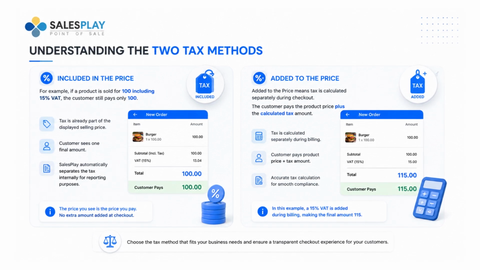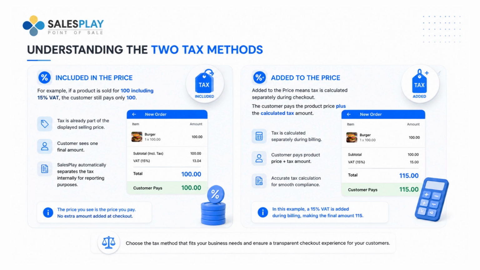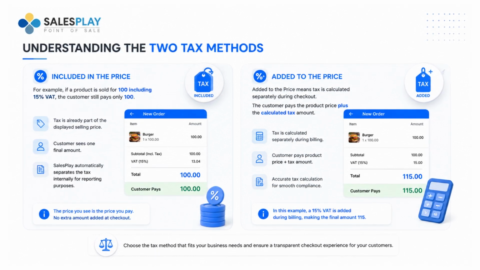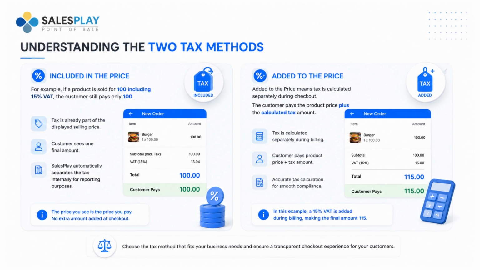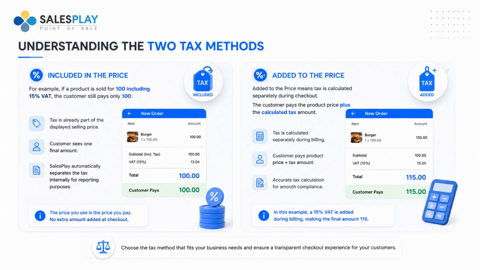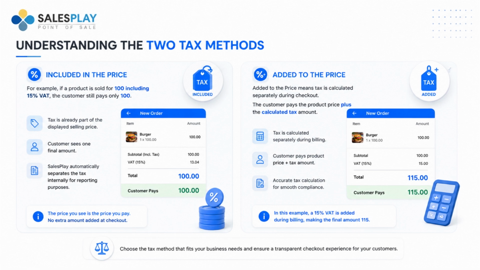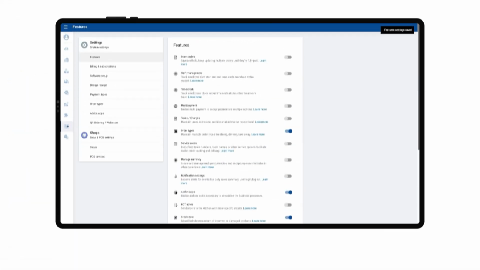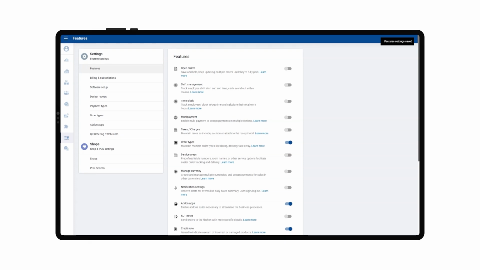Added to the price means tax is calculated separately during checkout. The customer pays the product price plus the calculated tax amount. In this example, a 15% VAT is added during billing, making the final amount $115. Now let's see how to enable taxes in SalesPlay POS.